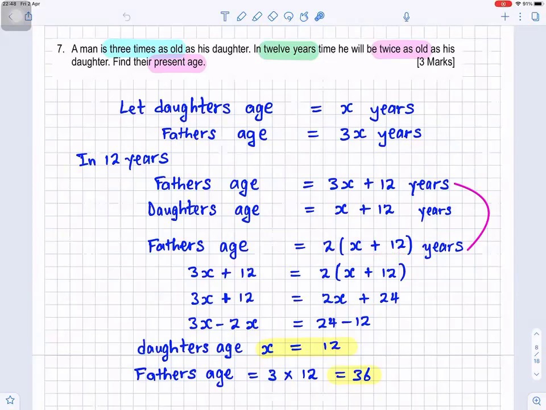So the two fathers' ages are the same. So 3x plus 12 is equal to 2 bracket x plus 12. I'm going to solve that equation. Remove the bracket. 2 times x is 2x, and 2 times 12 is 24. Plus 2x goes to the left, it becomes minus 2x. And plus 12 goes to the right, it becomes minus 12. 3x minus 2x is x. 24 minus 12 is 12. So the daughter's age is 12. The father's age would be 3 times 12, which would be 36 years.